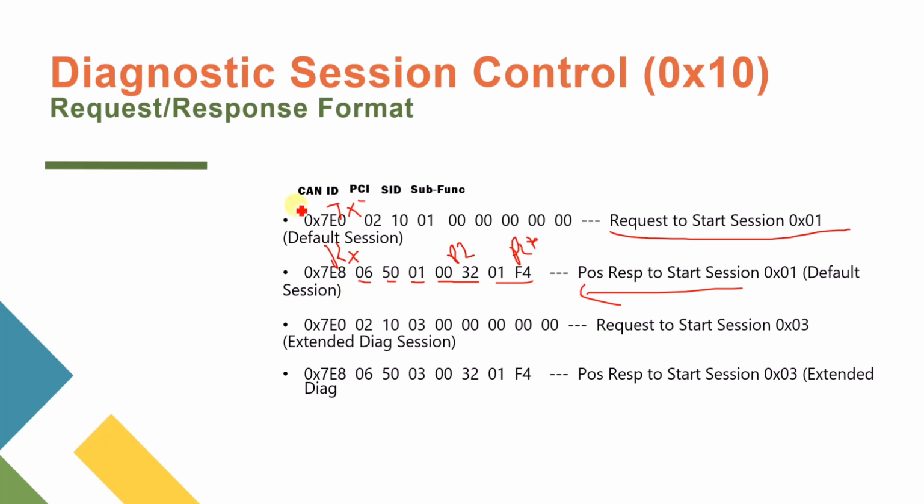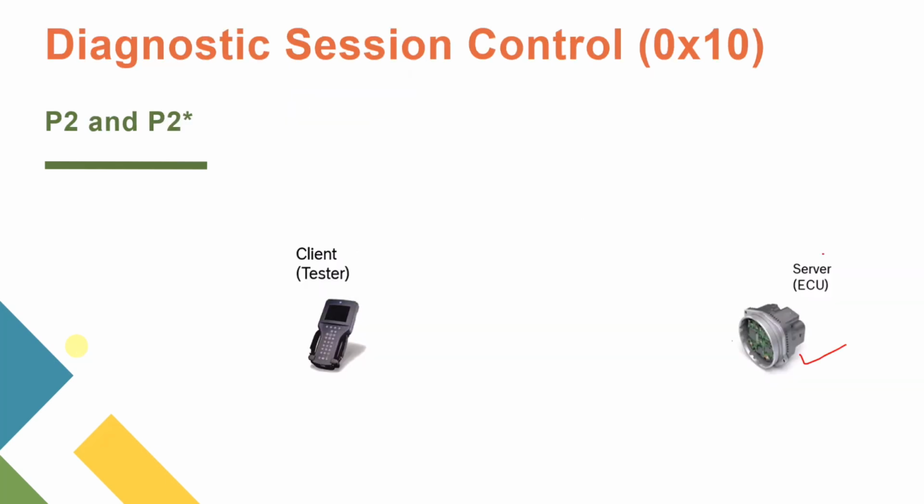I just wanted to show how the CAN frame looks. This is for default session. Same way we can request for extended diagnostic session. So a request to start session 3, the extended diagnostic session. Same way I am sending 02 as PCI length, 1003 is for extended session. So what I'll get is 5003 followed by the same P2 star information. I hope P2 star and the message request and response format is clear. So we'll be moving to the next slide.